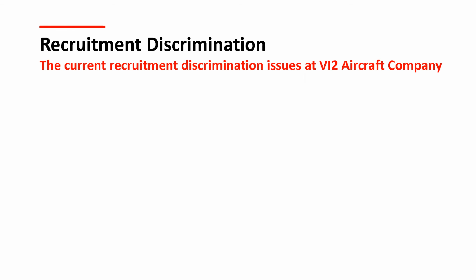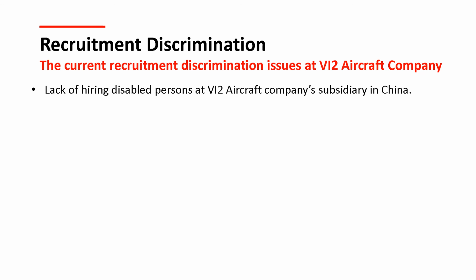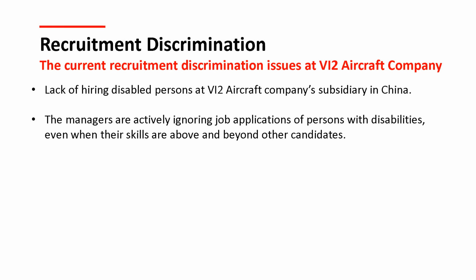Let's consider the current recruitment discrimination issues at VI2 aircraft company. We found that there is a lack of hiring of disabled persons at the VI2 aircraft company subsidiary in China. And also, the managers are actively ignoring job applications of persons with disabilities, even when their skills are above and beyond other candidates.